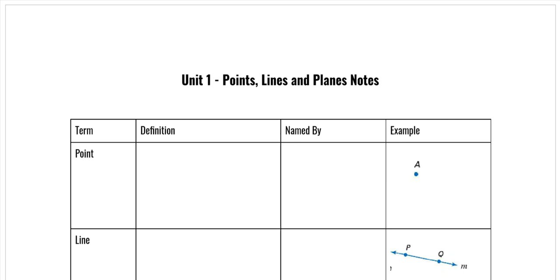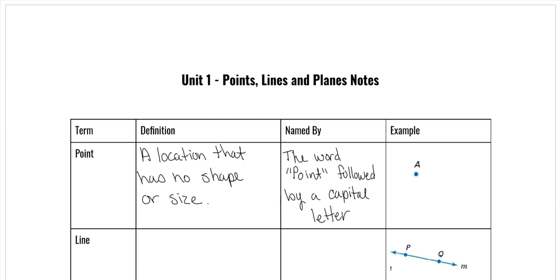So the first thing we're going to cover is a point, and it's a location that has no shape or size. It's given a name by the word point. You always write the word point first, and then the capital letter that is by that dot that you see. So this over here is an example of what a point would look like. You know it from Algebra 1 as just being a dot.